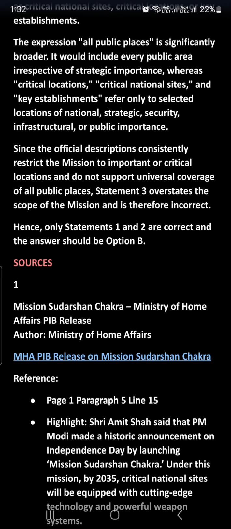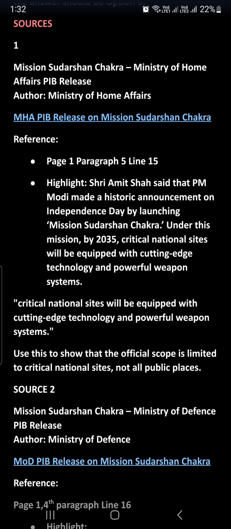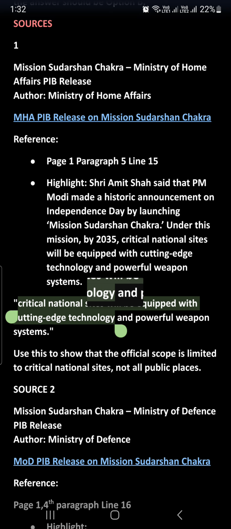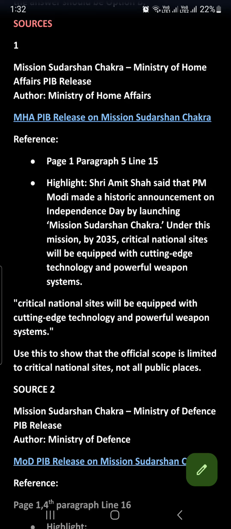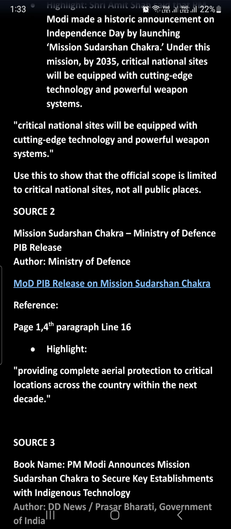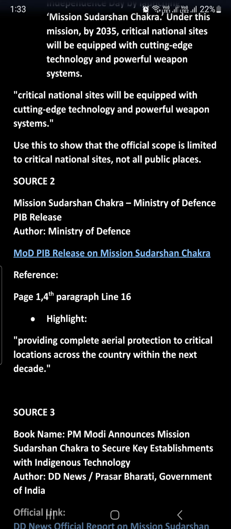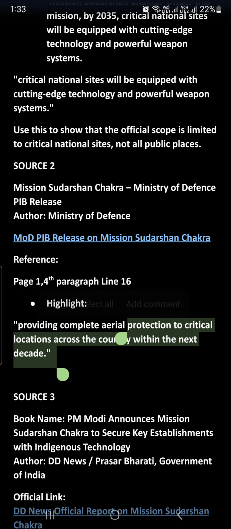Because there are 3 official sources, which is the Ministry of Home Affairs PIB release, which says critical national sites will be equipped with cutting edge technology and powerful weapon systems. This is verbatim picked from the Ministry of Home Affairs PIB release on Mission Sudarshan Chakra, that the mission will cover critical national sites and not all public places. Similarly, there is a Ministry of Defence PIB release, which is again an authentic government source, which also is saying the same thing, that Mission Sudarshan Chakra will provide protection to critical locations across the country within the next decade.